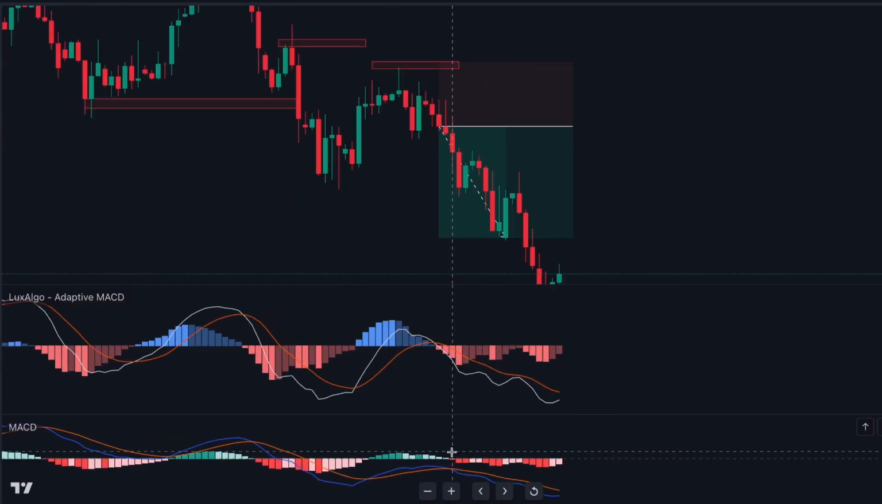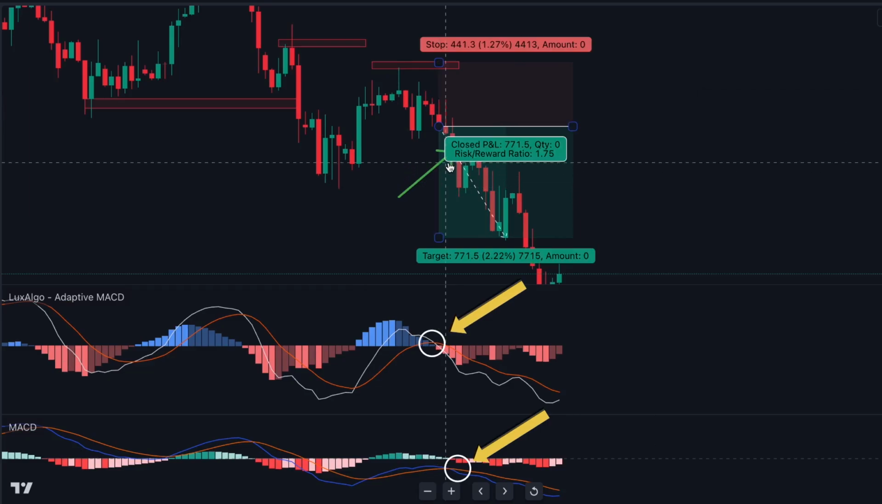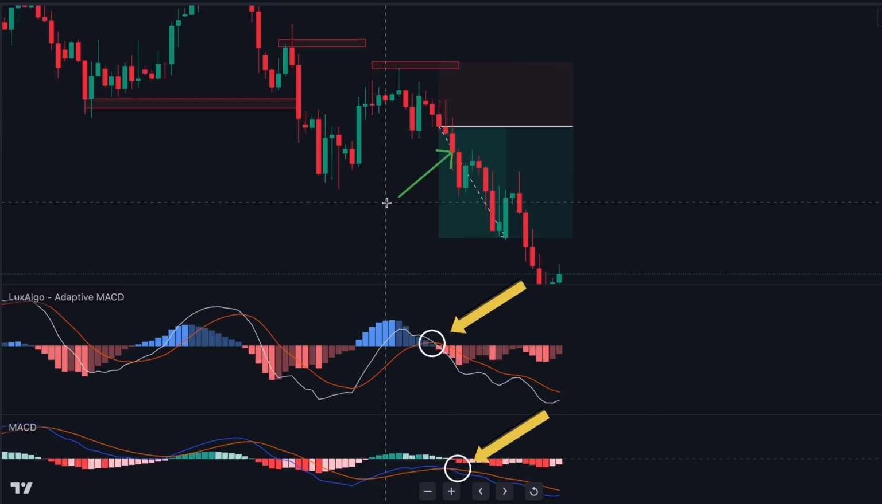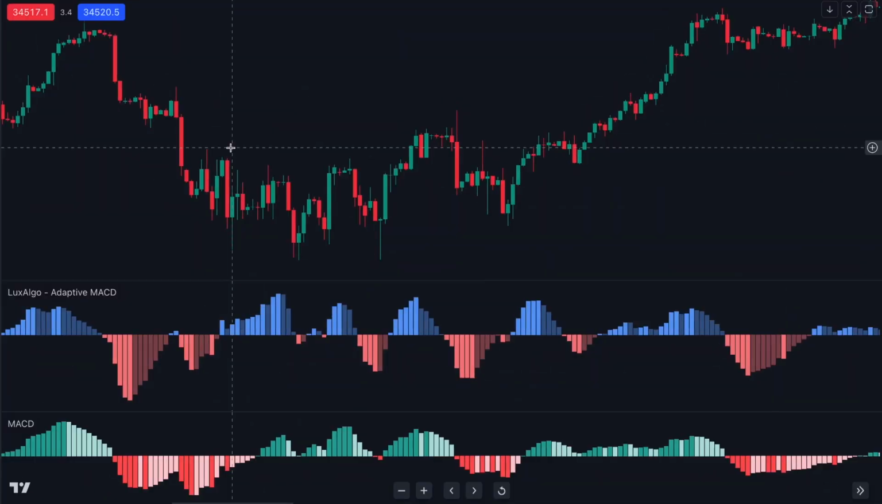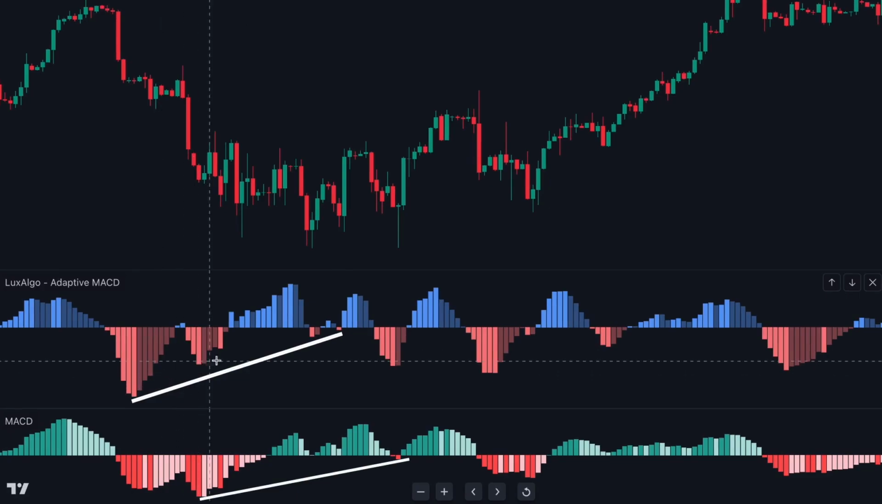If we look back at that trade and compare the regular MACD, we can see that if I had taken that entry using the regular MACD, I would have gotten a late entry and my risk to reward would be much lower than when using the adaptive MACD. The adaptive MACD can also detect divergences much faster than the regular MACD.